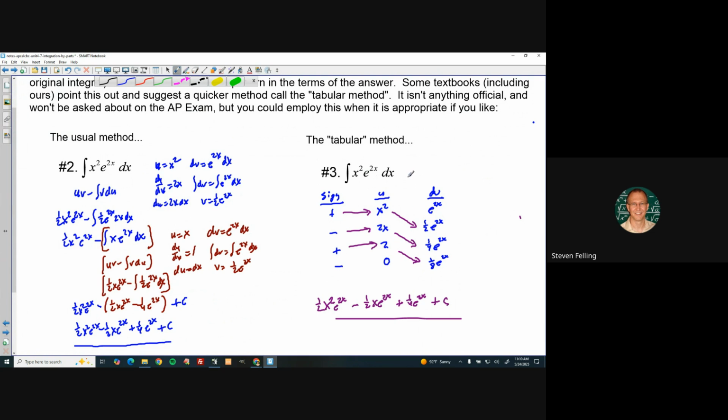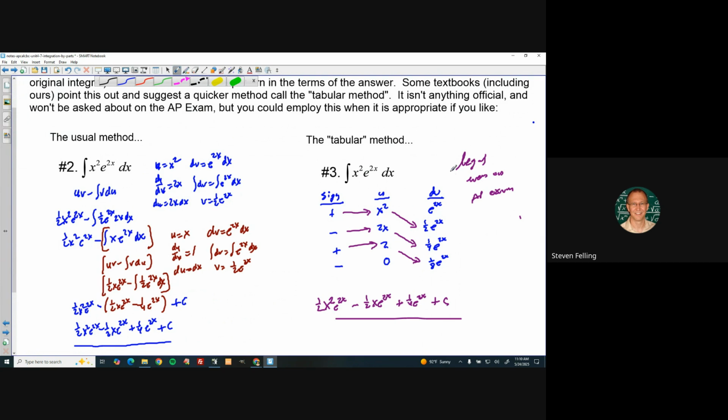So this is going to save you time whenever you have to do integration by parts more than twice. It is legal to do this even on the AP exam. But if you do that, you have to have some structure here where the columns are labeled u, dv, so that they can see that you're doing the integration by parts.